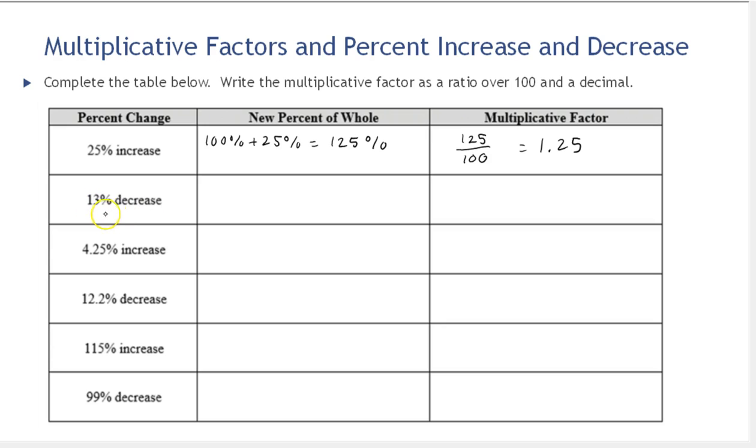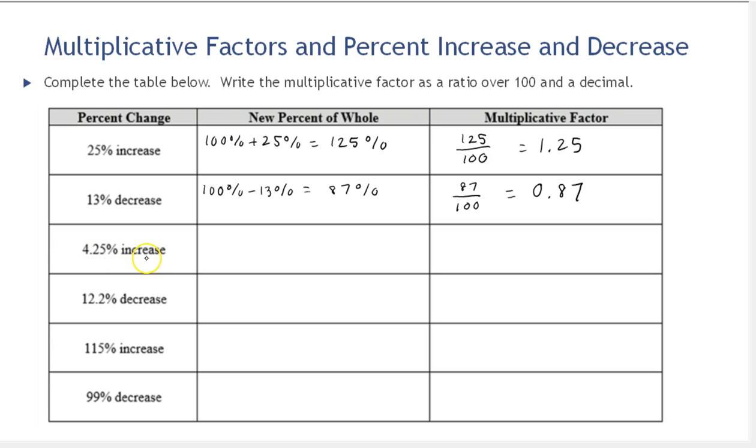Let's look at the next one, a 13% decrease. Well, that means you're going to take your 100% and subtract 13%. Well, that would be 100 minus 13 is 87%. Okay, so to find a value that's a 13% decrease, you would have 87 over 100, which as a decimal is 0.87.